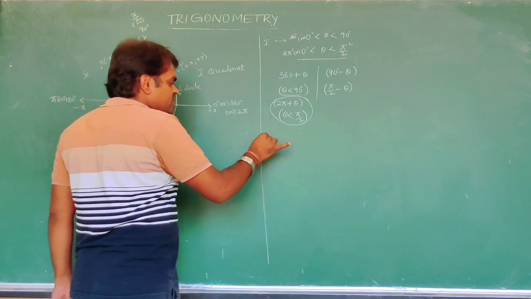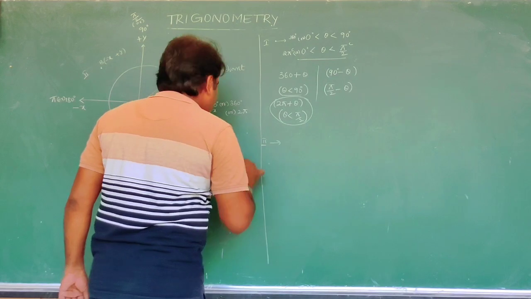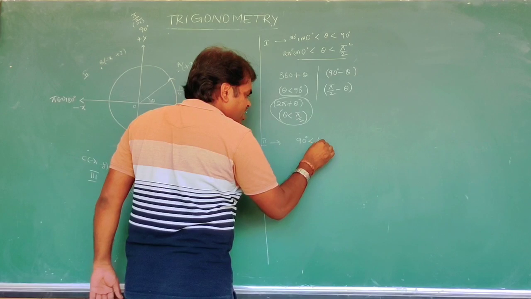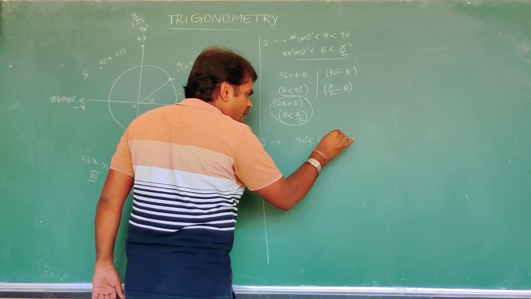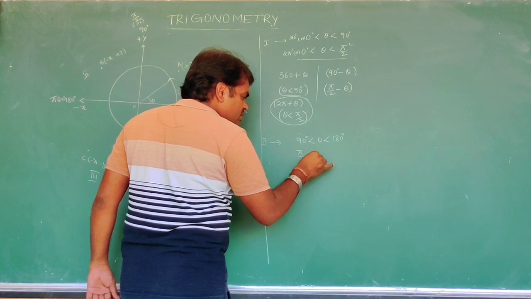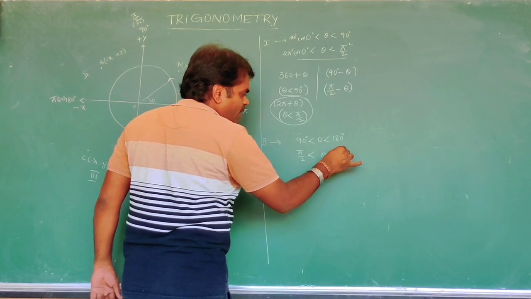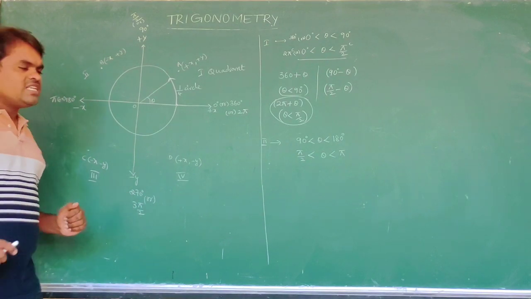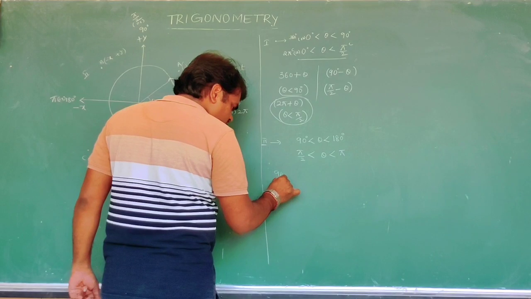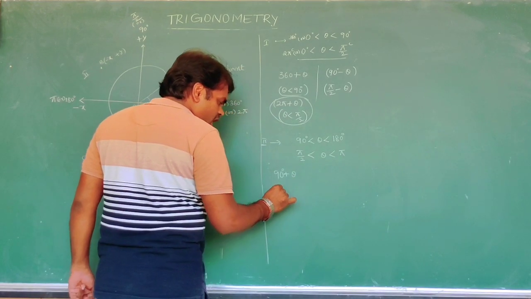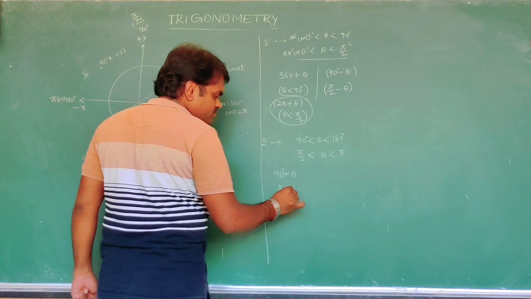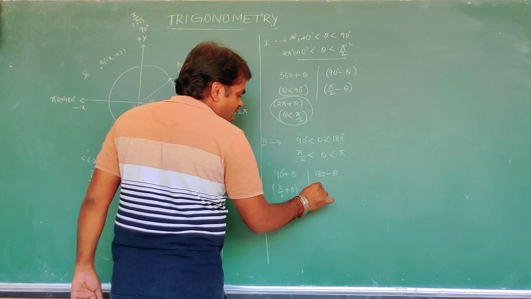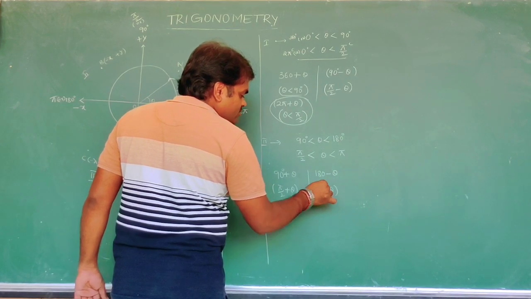What about the second quadrant? In the second quadrant, 90 degree less than theta less than 180 degree, or pi by 2 less than theta less than pi in terms of radians. This is the second quadrant. Second quadrant means 90 plus theta or pi by 2 plus theta. Or 180 minus theta or pi minus theta.